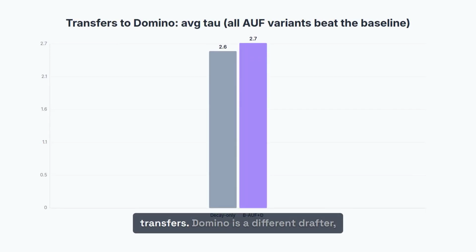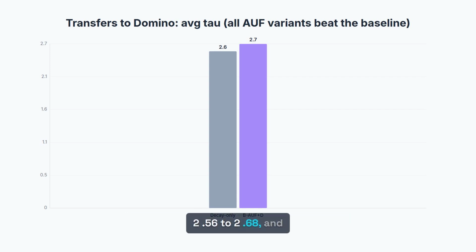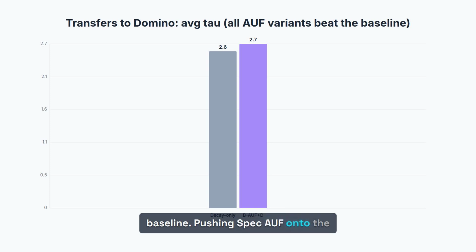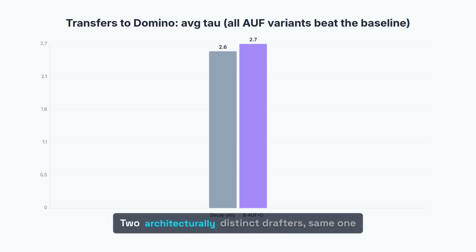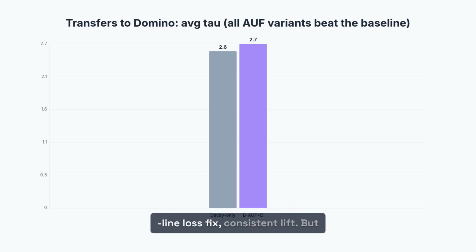It also transfers. Domino is a different drafter, a 2-branch architecture with a proposer and a correction head. Apply SpecAuf to the proposer branch and its training loss drops sharply. The average acceptance length rises from 2.56 to 2.68, and every variant beats the decay-only baseline. Pushing SpecAuf onto the correction branch as well does not help and slightly hurts, a freedom D-Flash's single distribution never exposes, so the gain is localized to the branch that actually proposes the tokens. 2 architecturally distinct drafters, same one-line loss fix, consistent lift.